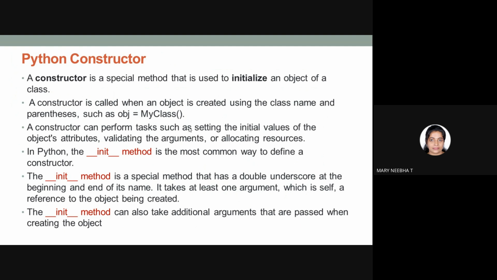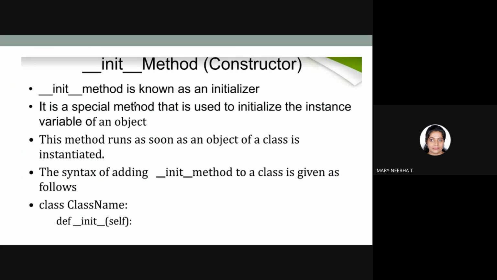The init method is the most common way used to define a constructor. In C++ or Java, we use the same name as the class name for the constructor, but here we use init as the name. Init means initialization. It is a special method that has a double underscore at the beginning and a double underscore at the end. This init method is called an initializer because it is used to initialize the variables, meaning attributes, present inside the class.